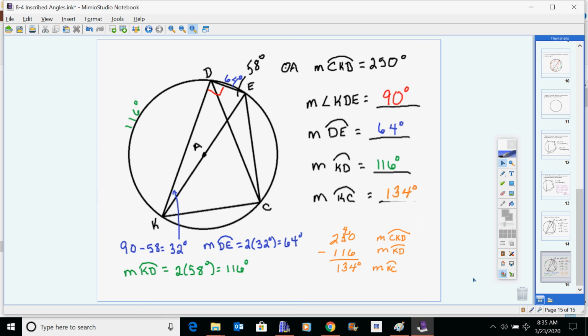Once again, this picture is not drawn to scale, but if it were to scale, then all these numbers would be 100% accurate. What we can tell from this picture is that we can definitely use this idea of a semicircle, because we've defined this as the center, or 180 degrees, and you can use your arc addition postulate like we needed to do to find out your arc KC.